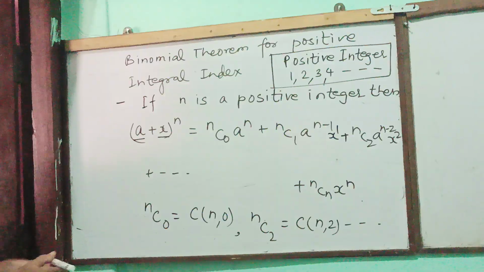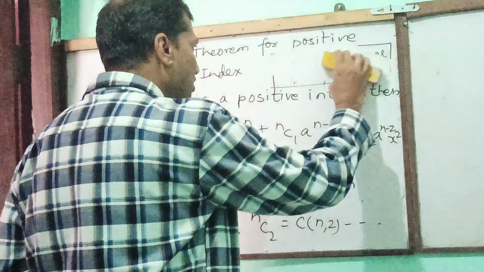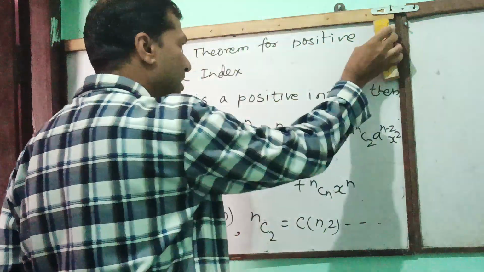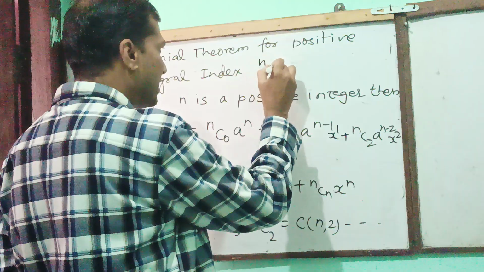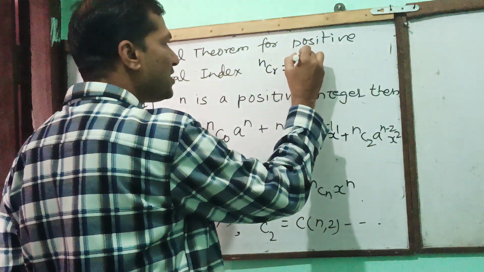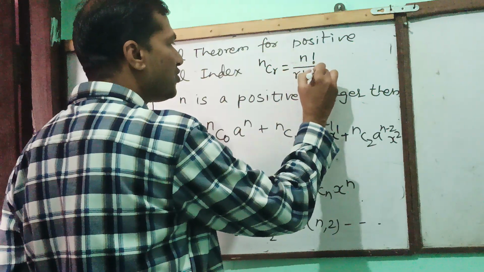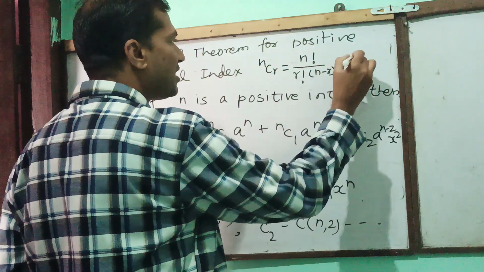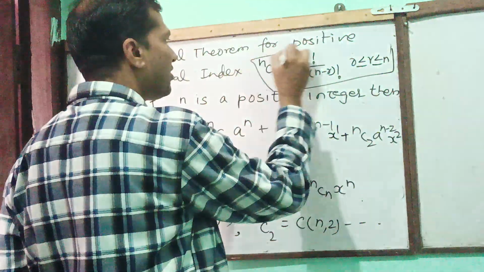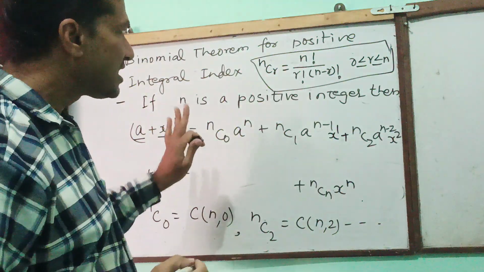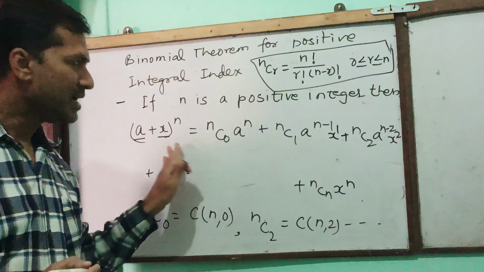Over here, nCr. Positive integer we have done. Now we are going to deal with the meaning of nCr. I think all of you know the meaning of nCr. nCr is the combination formula. This is n factorial by r factorial into n minus r factorial, where 0 is less than or equal to r is less than or equal to n. So this is the formula for nCr. So this is the simple binomial expansion for positive integer n.